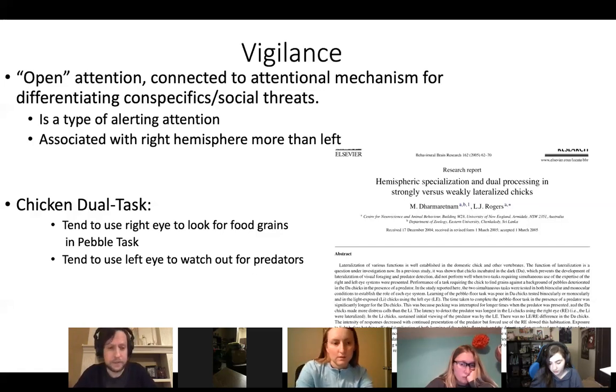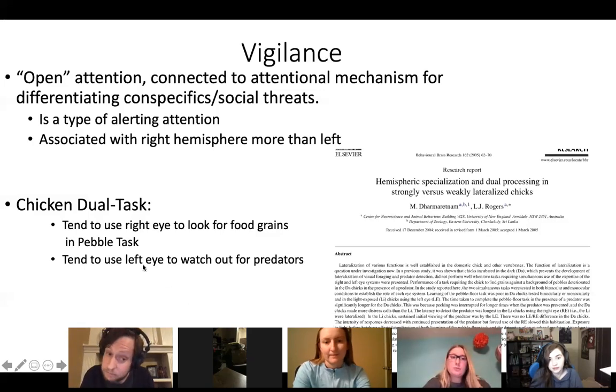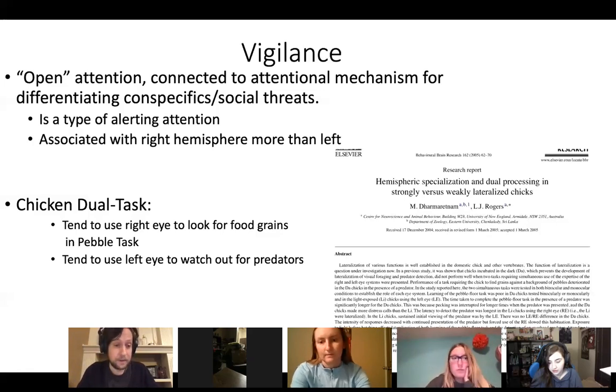Can anyone tell me which hemisphere appears to be more important for vigilance based on these findings? The right. It is actually the right hemisphere. It is the left eye, but it is the right hemisphere which is more important for vigilant attention, because the chickens tend to use the left eye to watch out for predators. The left eye goes to the right hemisphere.